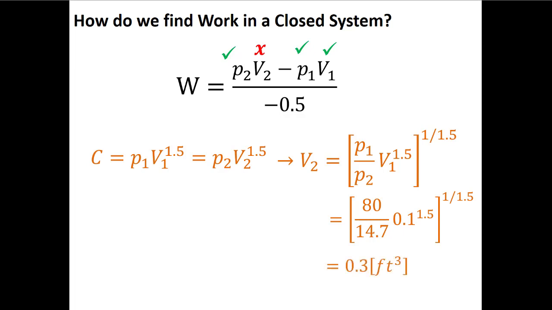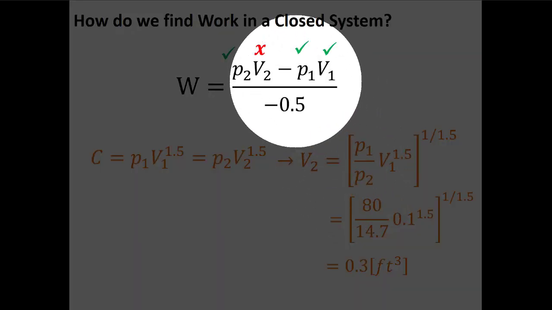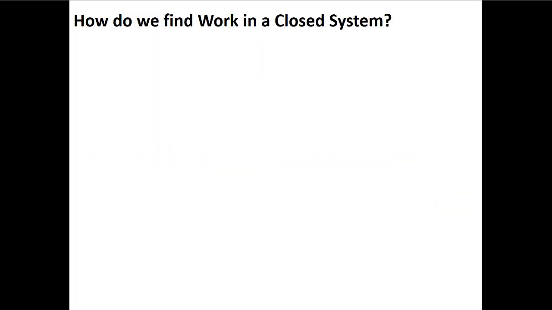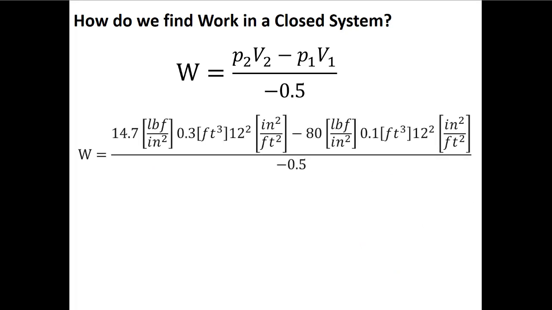So here I put all this together and I see that my volume V2 is 0.3 cubic feet. So now I know V2, right? I can put this into my equation for work. Now I know everything. But when I do my calculations, I always have to think about the units, right?